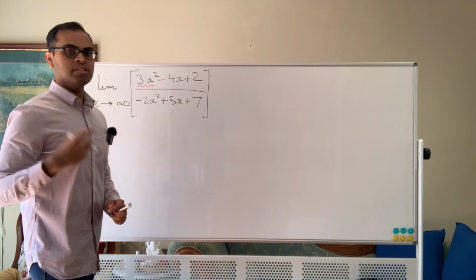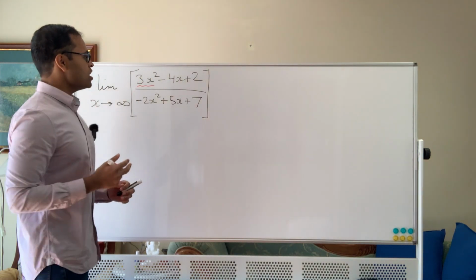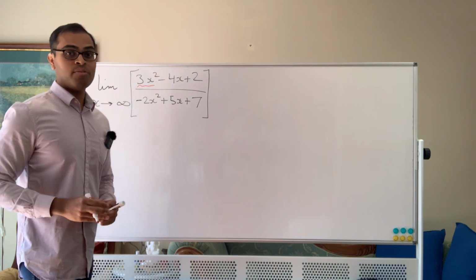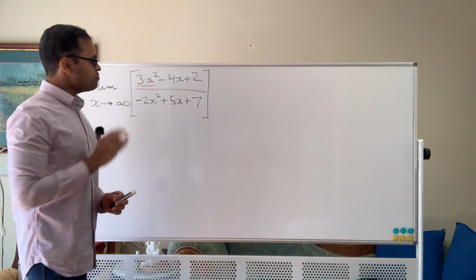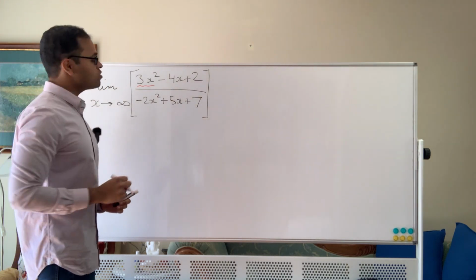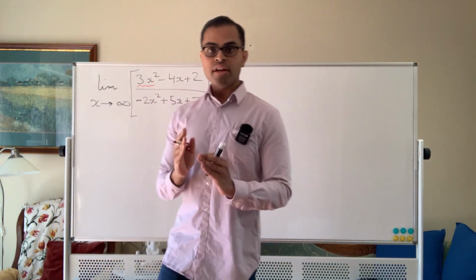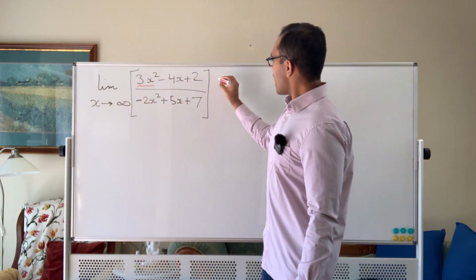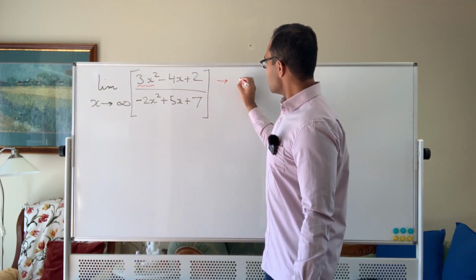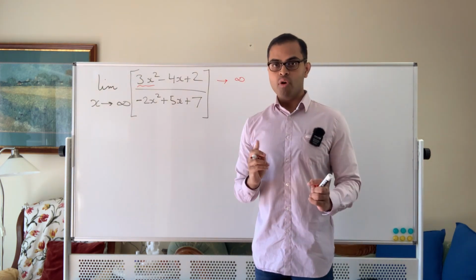You can convince yourself of this by thinking about bigger and bigger numbers. If you think about x is 100, you've got 3 times 100 squared, which is 30,000. And here you've got just negative 400. So the 4x is never going to compete with the 3x squared, and this is why we think of this as the dominant term. Now this is going to be very crucial when we try to understand how to find this limit. But at the moment, we know that the numerator is going off towards infinity as x goes to infinity. Okay, so that's step one.